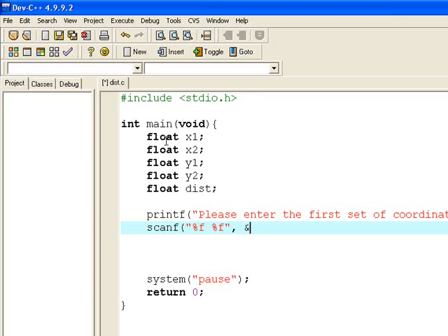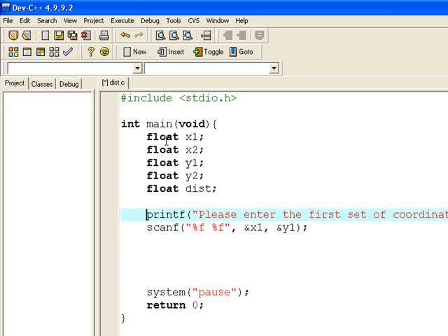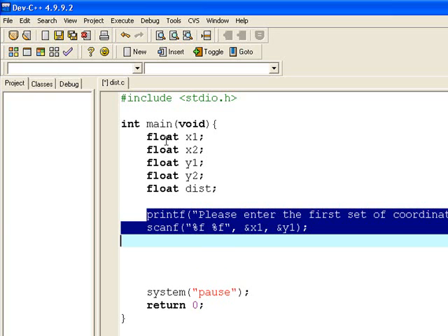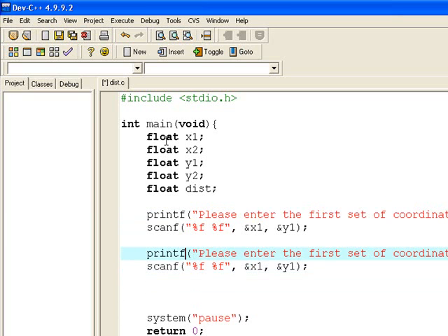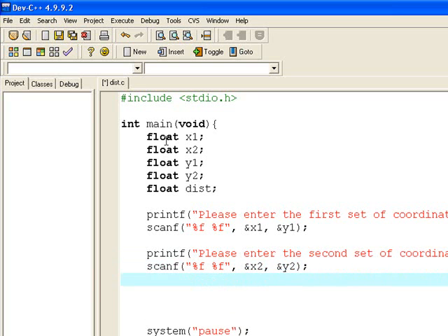So I'm going to put it into x1, and obviously the next one then is y1, because the first coordinate will have to be made up of an x and a y. Please enter the second. Okay, so that's our numbers taken in there.